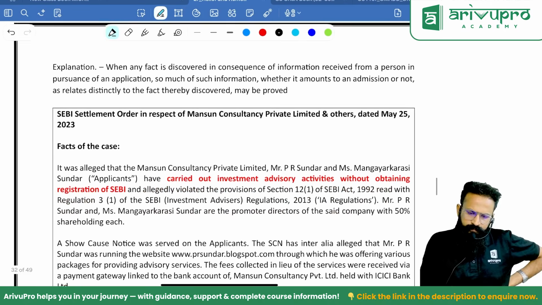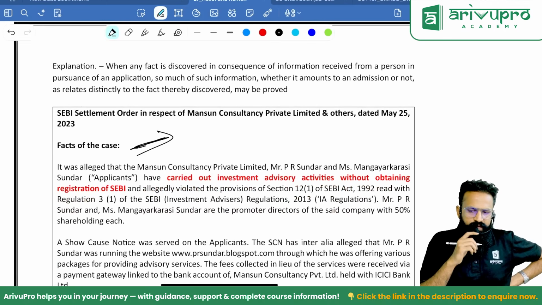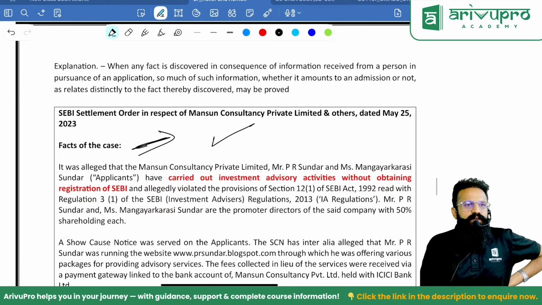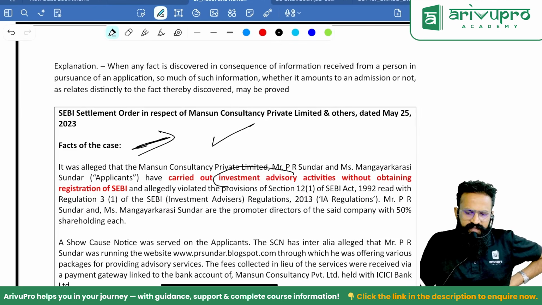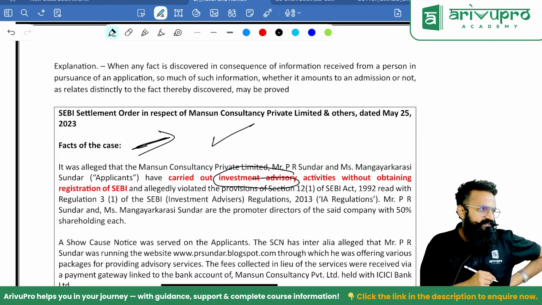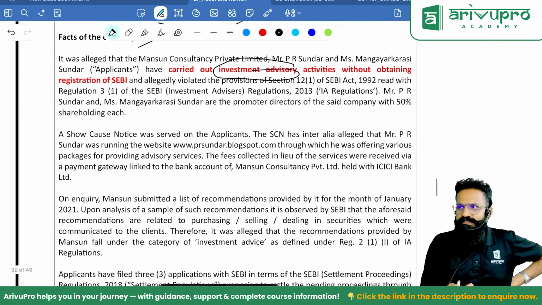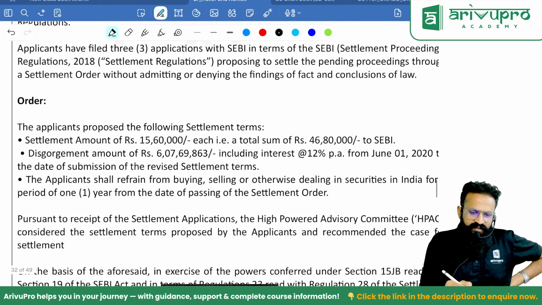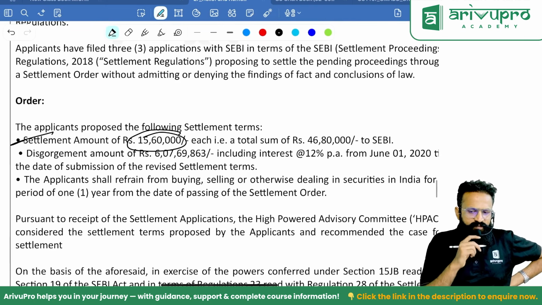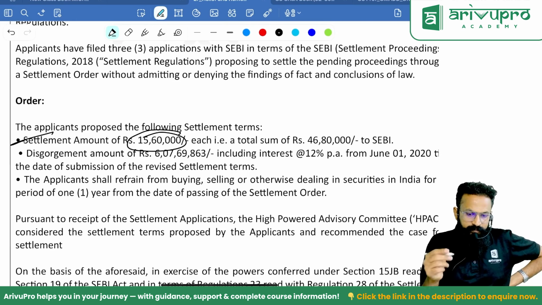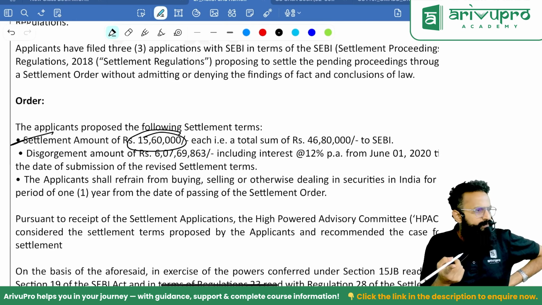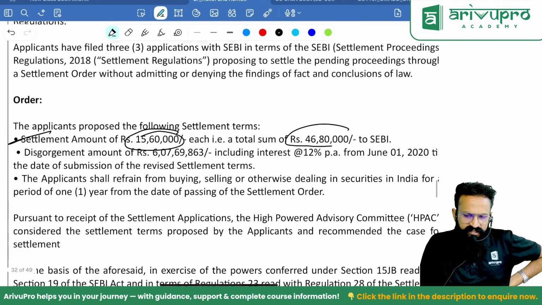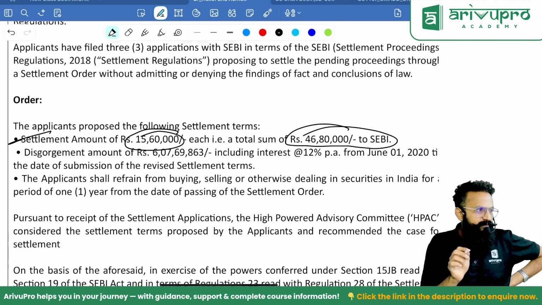Confidentiality is what we saw. This is the case I was telling you about. This person was doing the service of investment advisor but without getting registered. SEBI filed a case, saying you have done a heavy non-compliance, better you agree. They agreed for a settlement. The settlement terms were this. See here. Settlement amount of 15,60,000 rupees to be paid each. There were 3 people, I believe. So they had to pay 46,80,000 rupees as a settlement.